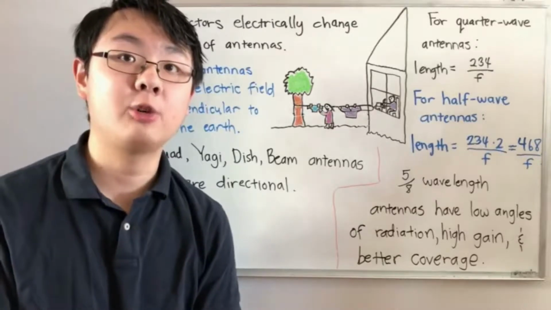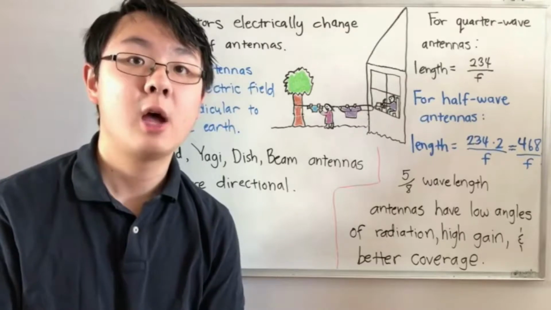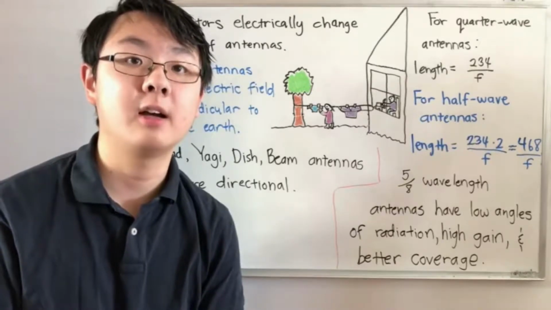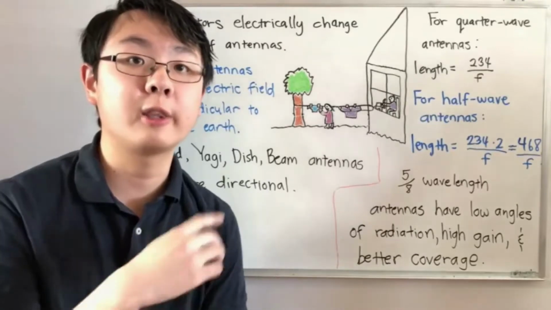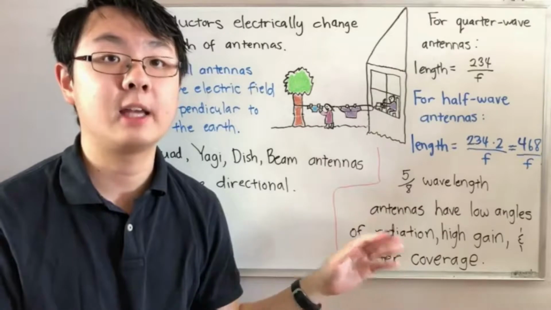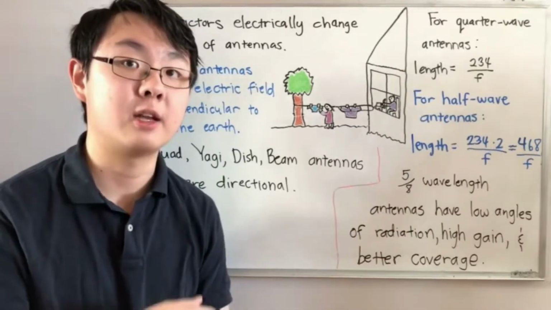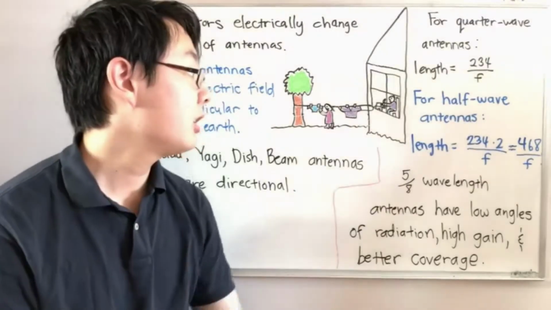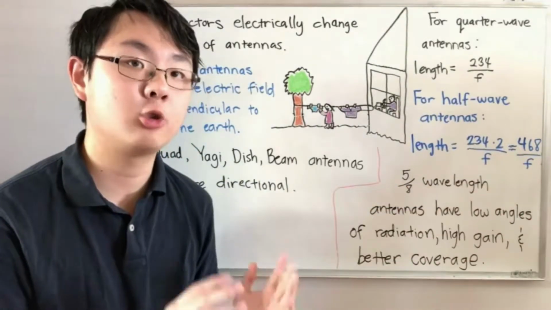So if the test asks you a question like this one, what is the approximate length in inches of a 6-meter half wavelength wire dipole antenna? The first thing you have to do is convert the wavelength into frequency with the equation we learned earlier: 300 divided by wavelength equals frequency. If you do that, 300 divided by 6 meters, you'll get the number 50. That's your frequency. Then you can plug it in here. 468 divided by 50 is approximately 112.